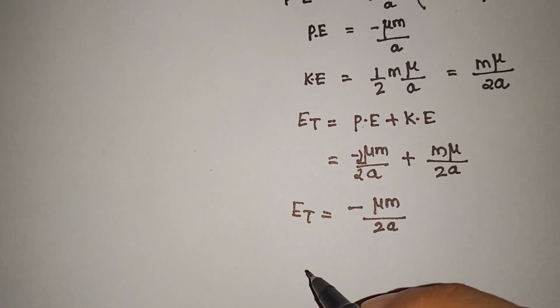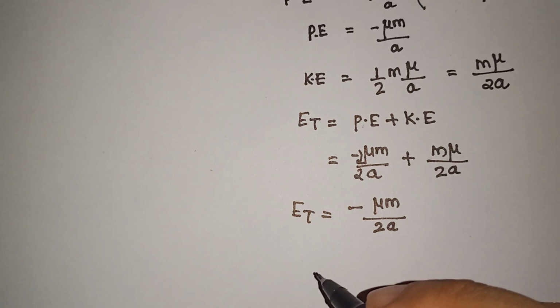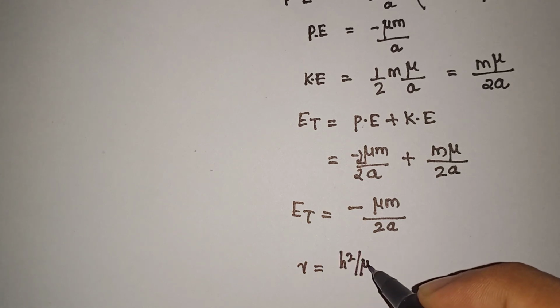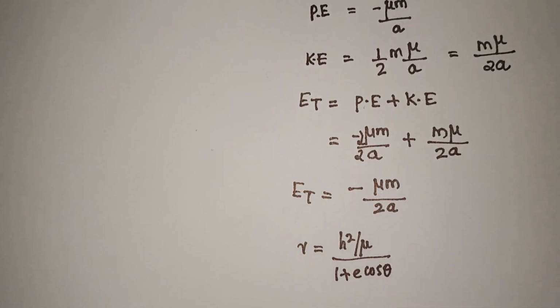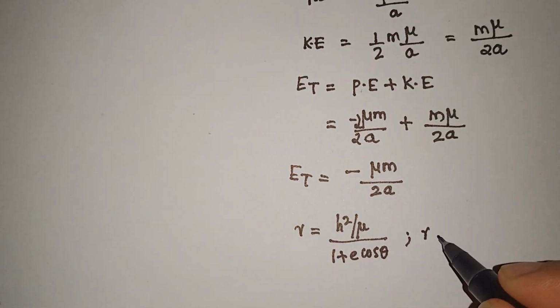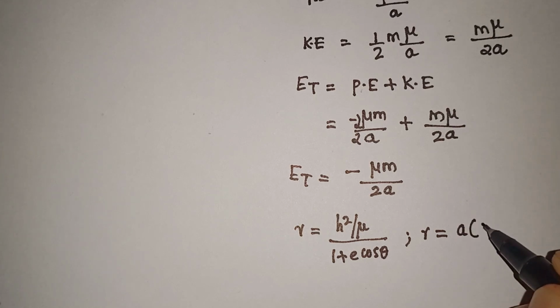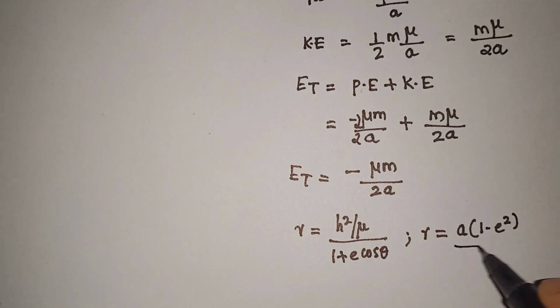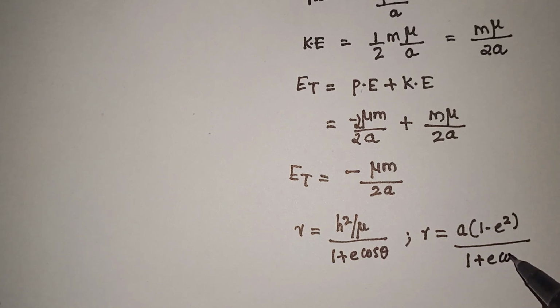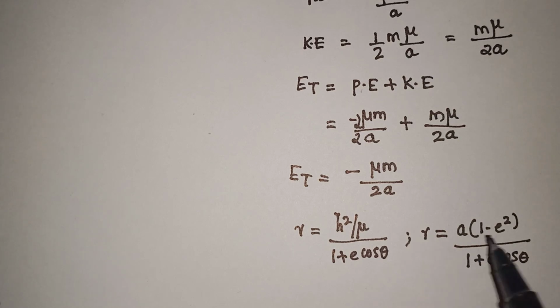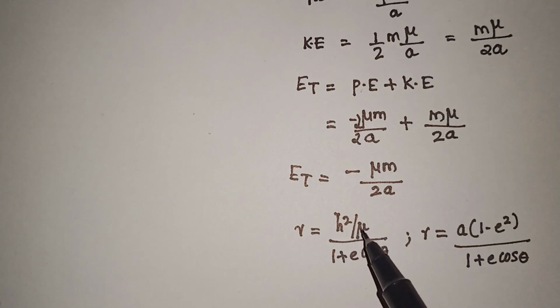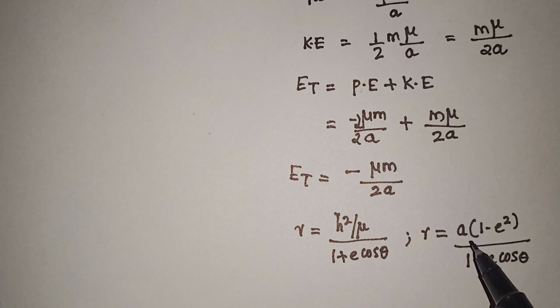Now we already know that we have a relation called R is equal to h square by mu at any position divided by 1 plus e cos theta. And again we have an expression in terms of a into 1 minus e square divided by 1 plus e cos theta. So this is one definition. If we compare these two equations, the specific angular momentum square divided by mu divided by 1 plus e cos theta, and a into 1 minus e square divided by 1 plus e cos theta.